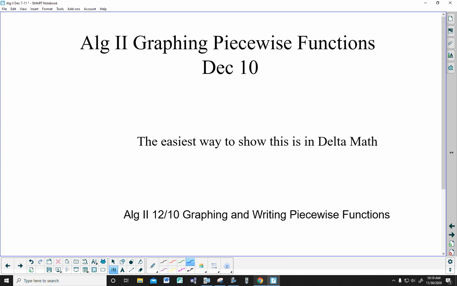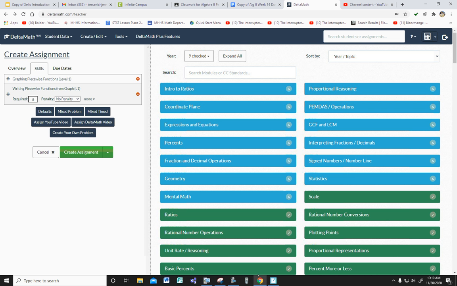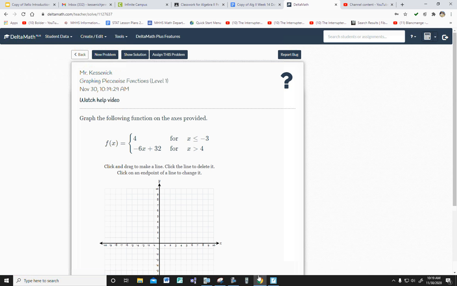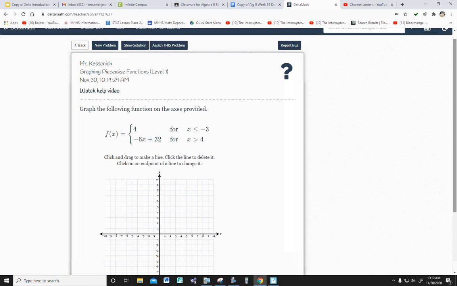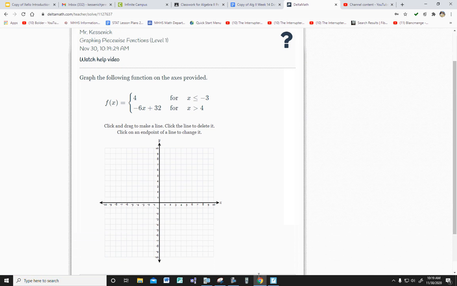So what I'm going to show you is going to go to Delta Math, because that's going to be the easiest way to show you it. What they're going to do is ask you to graph the piecewise defined functions.